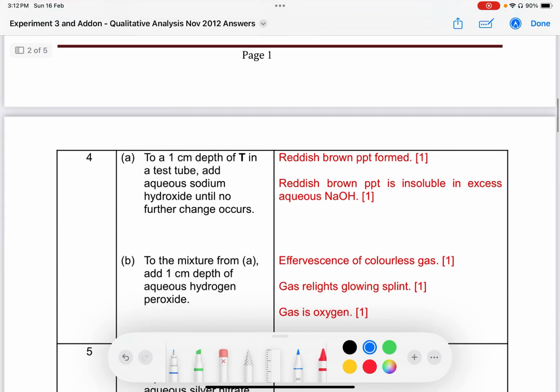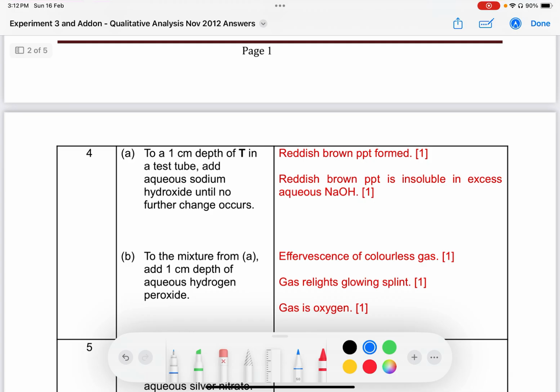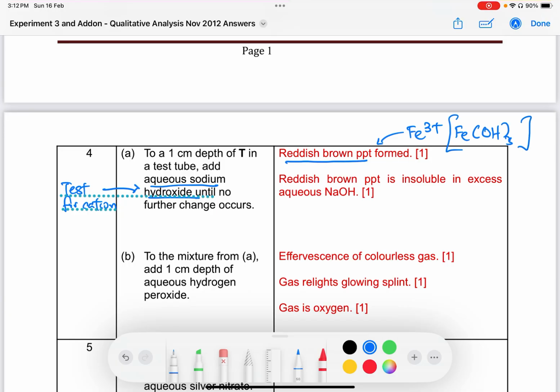Okay, number 4, to a depth of T add aqueous sodium hydroxide. So once again, this is a test for cation. This is copying once again from the QA notes. So reddish brown PPT formed. Once you see reddish brown, you know that Fe3+ is present. This reddish brown PPT is actually your iron(III) hydroxide.